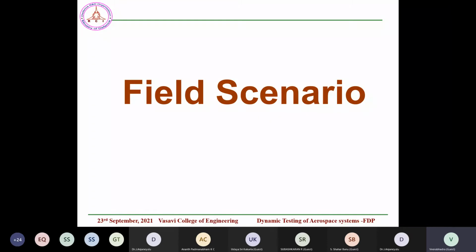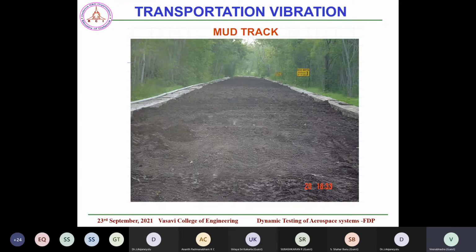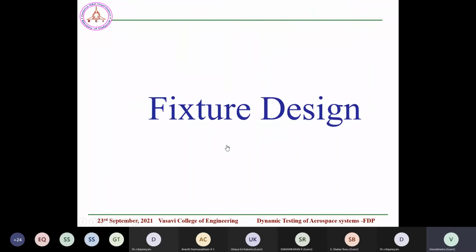For example, there are different tracks which are available. Test standards are available, and also test tracks are available, something like the Belgian paved track or mud track, or the equipment can be put in some simulation systems and then taken onto these tracks and then tested. So these are all what we call the transportation system testing of large systems. The standards are available, and also testing facilities are available.